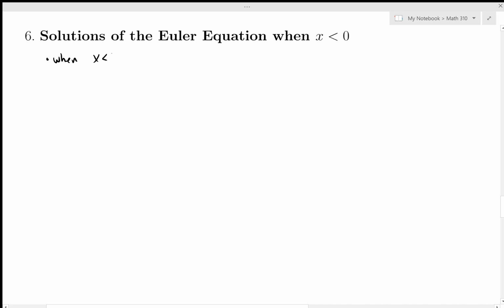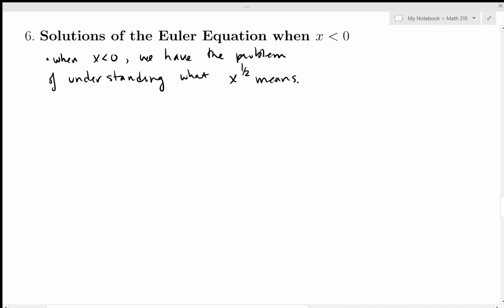When x is less than 0, we have the problem of understanding what x to the 1/2 means. So we're going to deal with this the same way. We're going to substitute it away in some sense. We'll deal with this via substitution.